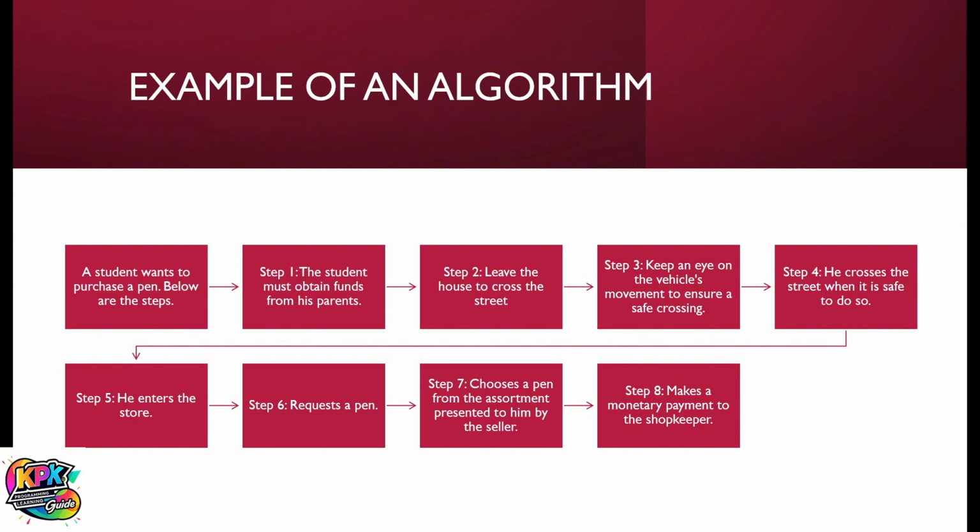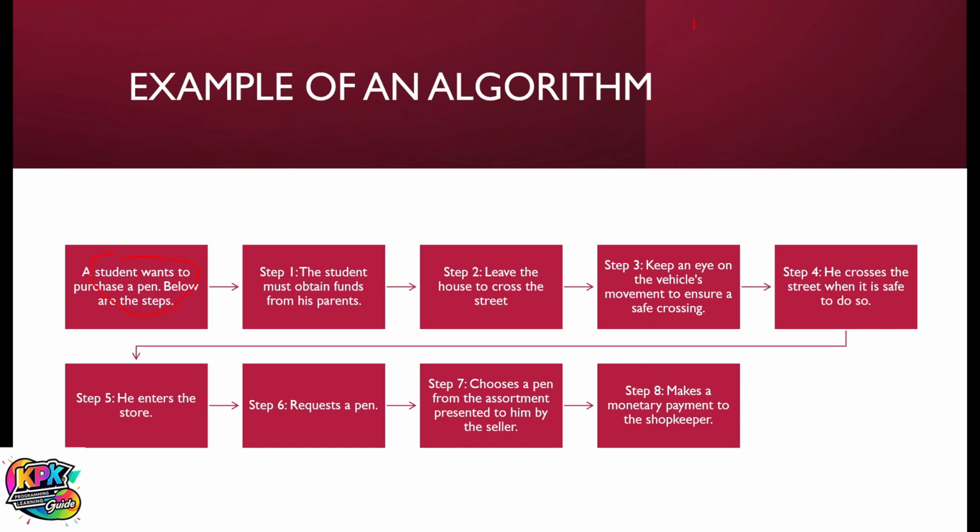Okay, so let's look at an example of an algorithm. In this algorithm, we are looking at a student trying to get a pen. So here, the problem is for a student to get a pen. The student has no pen, so he needs a pen. So we are drafting an algorithm that is a solution, a step-by-step series of instructions that would help us accomplish the task of the student getting a pen.